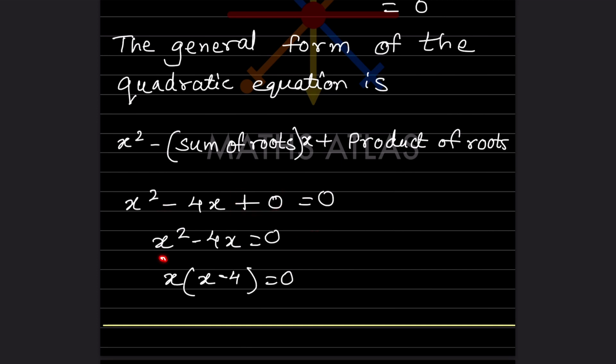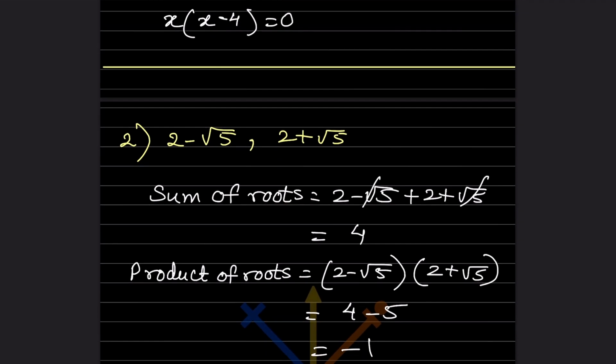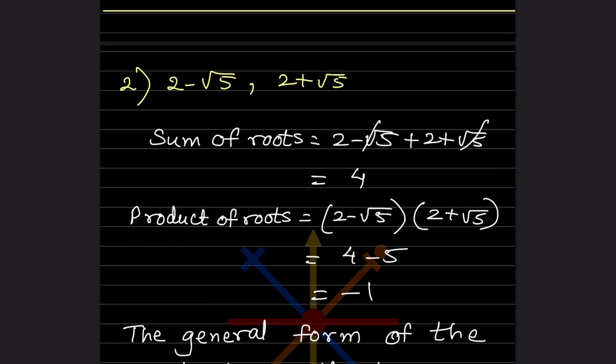From this, there are two terms, and the common factor is x. So we can write x into (x minus 4) equals 0. When you multiply this, you get the same as this one. Now in the second one, it's given here: 2 minus root 5 and 2 plus root 5.